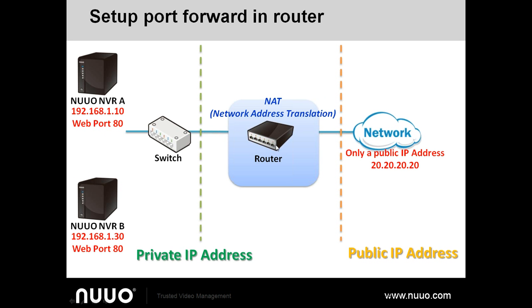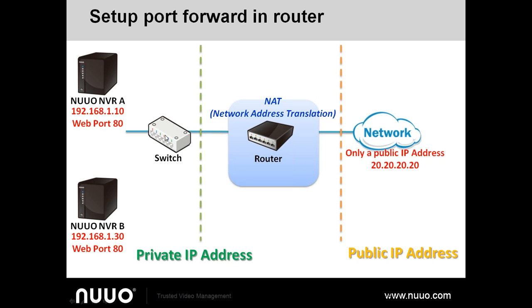In this scenario, we have two NUUO NVRs in the local area network, with private IP addresses 192.168.1.10 and 192.168.1.30. Both NUUO NVRs are using port 80 for the web browser. So how can the remote site user connect with both NUUO NVRs by only a public IP address?